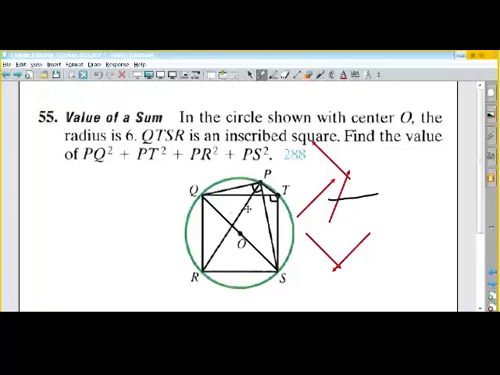I'm trying to think if there are any other triangles where you'd have other right angles. This would also be a right angle because you have this diameter going through there. So this is 180 degrees, so the inscribed angle is 90 degrees, half of 180. And there should be one more.